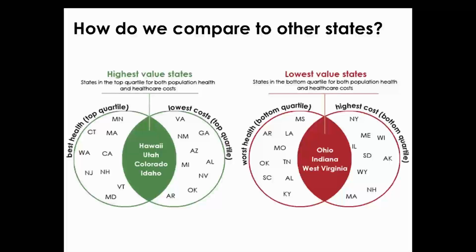So how do we compare to other states? On the left side of the screen for you all, the highest value states are Hawaii, Utah, Colorado, and Idaho. These are states in the top quartile for both population health and healthcare costs. Ohio is joined by Indiana and West Virginia as one of the lowest value states. In that intersection, these are the states that are in the bottom quartile for both population health and healthcare costs.